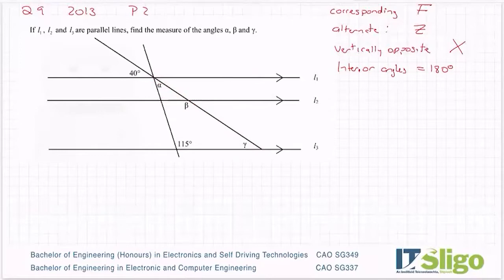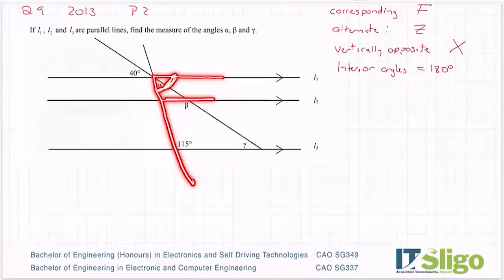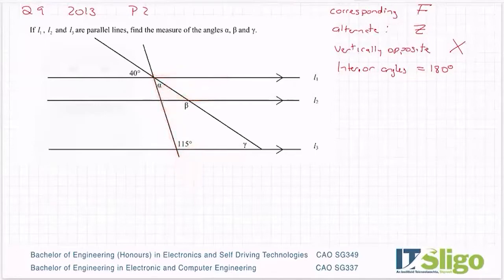Let me see if I can show you some examples of F's. So there's me starting. The arms of the F must be parallel lines. So that angle there, which is two angles, is equal to this one here. It's also equal to this one down here. They are all corresponding angles.